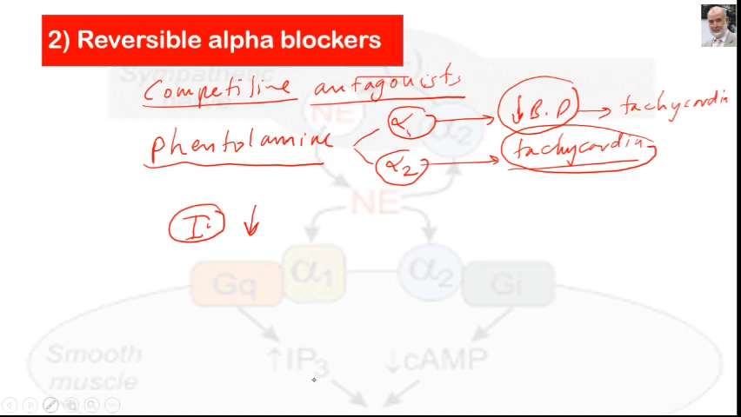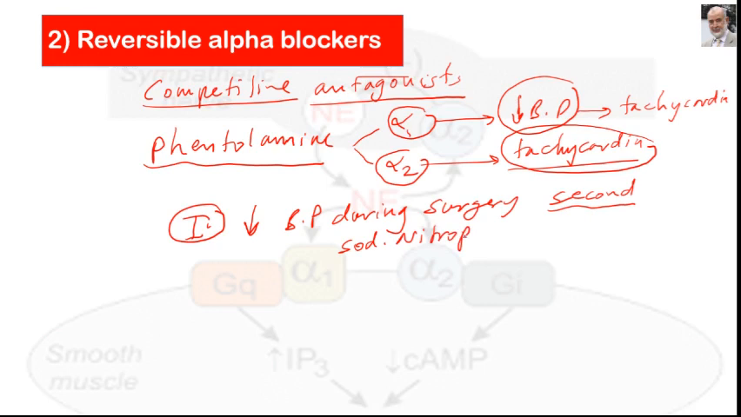Sometimes during surgery, blood pressure will shoot up, will be increased. They have to decrease the blood pressure to decrease bleeding. In this case, they use phentolamine as second choice, because there are better choices like sodium nitroprusside. Sodium nitroprusside is the first choice. Sometimes sodium nitroprusside is either not available or, because of its toxicity when used for a long period of time, in this case, if phentolamine is available, it can be used.